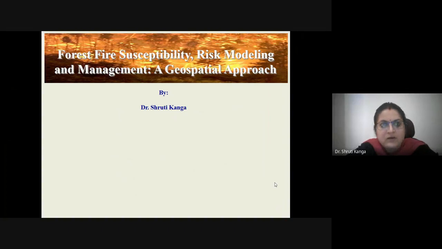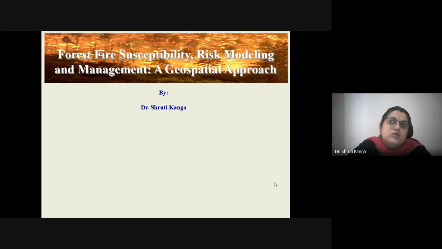Yesterday's class, we started with forest fire susceptibility, risk modeling and management, a geospatial approach. As in your forestry paper, in your first unit we discussed various forest ecologies, what kinds of different forest ecologies there are, and then we also studied different satellite sensors and their use in forestry, and different kinds of data sets used for different forest applications.